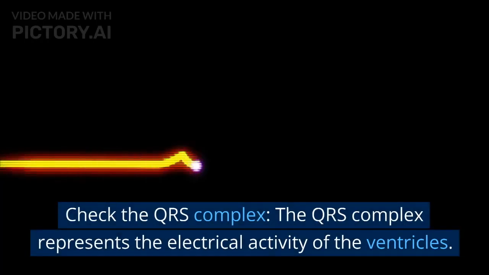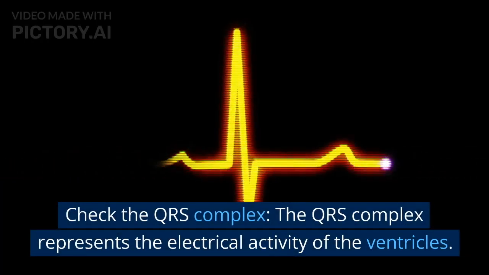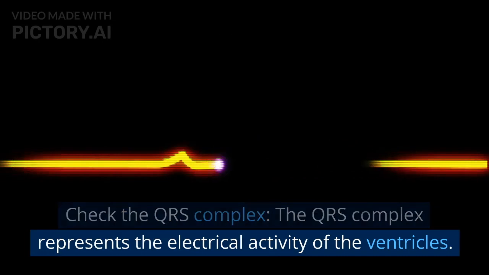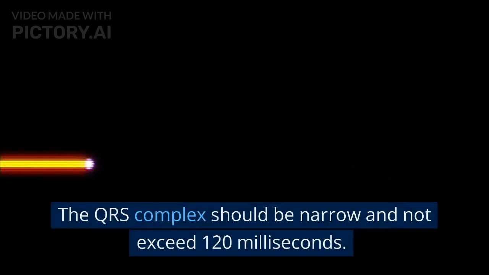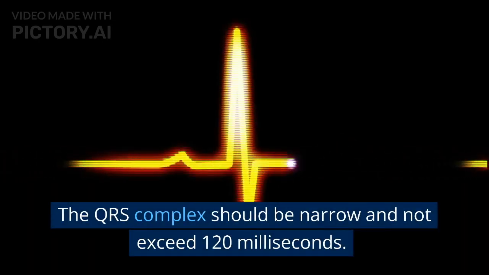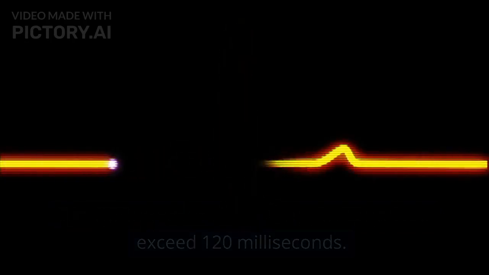8. Check the QRS complex. The QRS complex represents the electrical activity of the ventricles. The QRS complex should be narrow and not exceed 120 milliseconds.